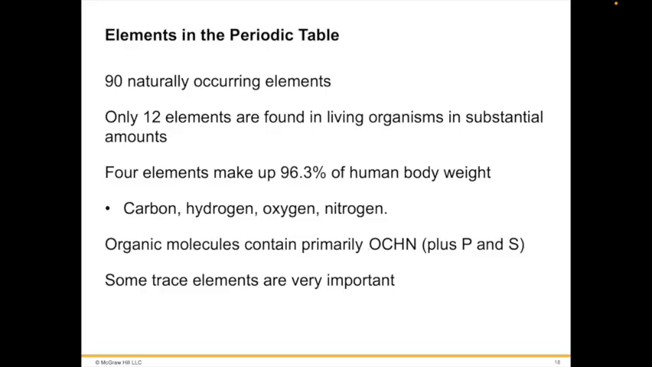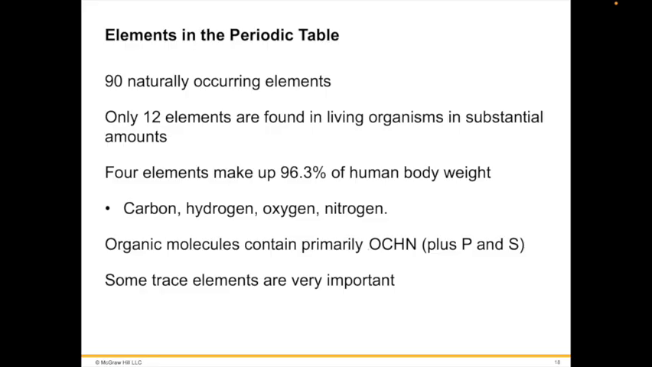The distribution of elements in living systems is obviously not random. The most common elements in cells are not the elements that are the most abundant in Earth's crust. Of these 12 common elements, the first 4, oxygen, carbon, hydrogen, and nitrogen, make up 96.3% of the weight of your body. And thereafter you have phosphorus, sulfur, potassium, sodium, calcium, magnesium, iron, and chlorine.